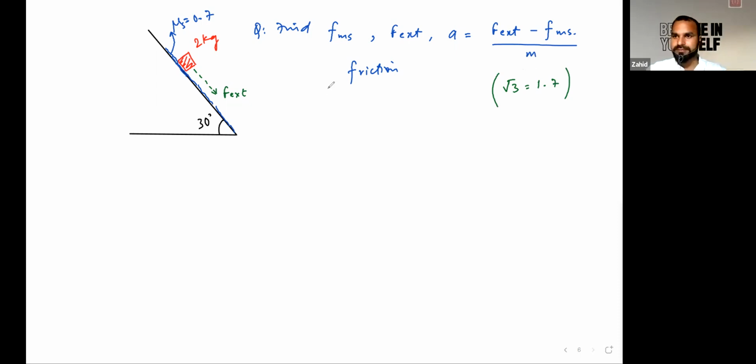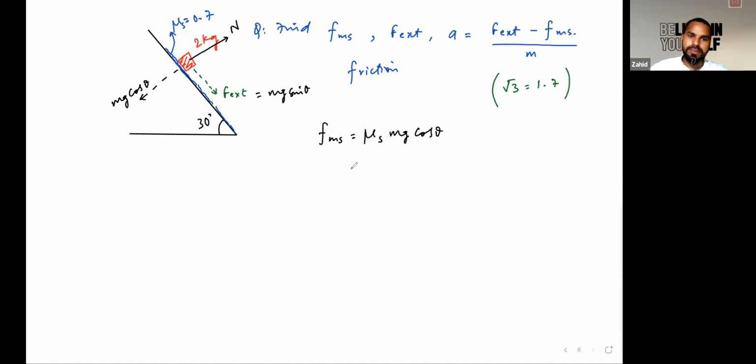Let me give you some hint. Break the component of mg. One would be along this direction as mg cos theta, which will be nothing but normal reaction. There would be one component along this direction, mg sin theta, which will be taken as F external. So first of all, if you find maximum static friction, it will be equal to mu times normal reaction, and normal reaction in this part is mg cos theta.